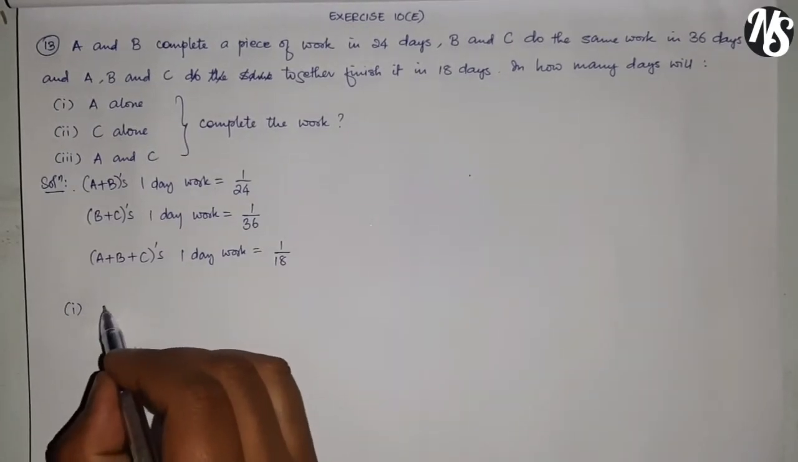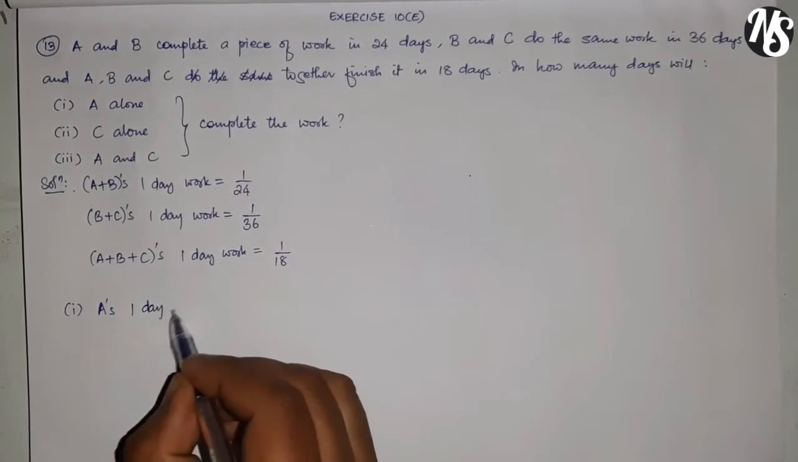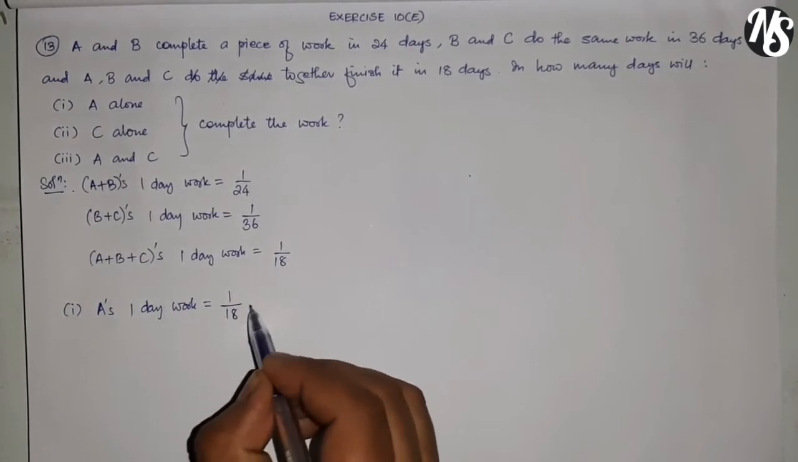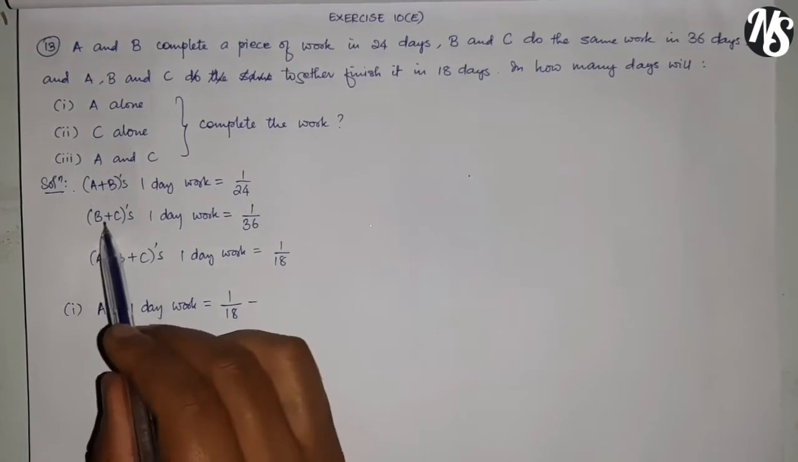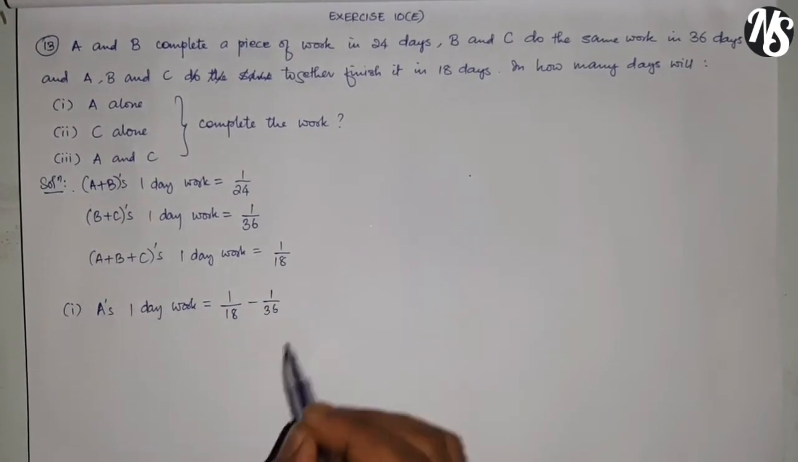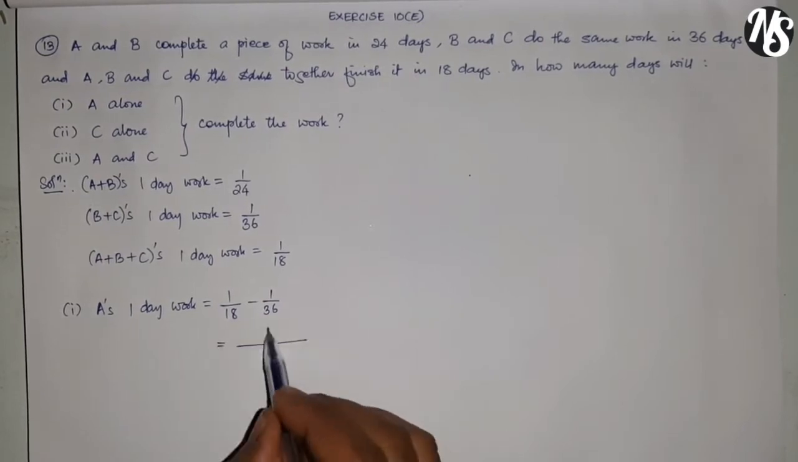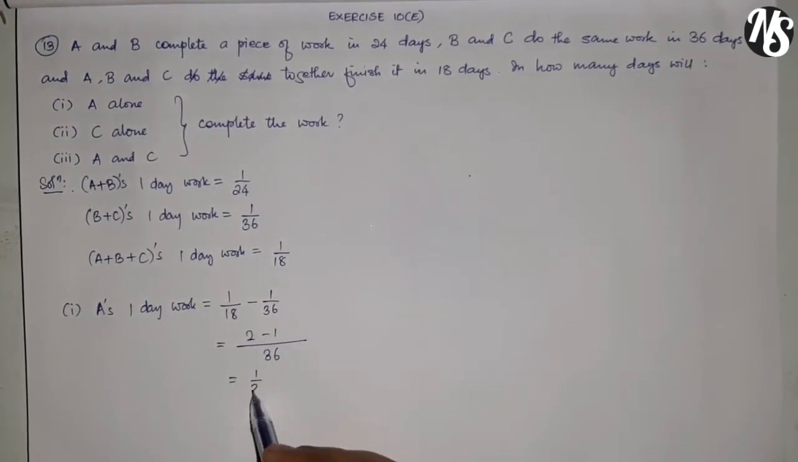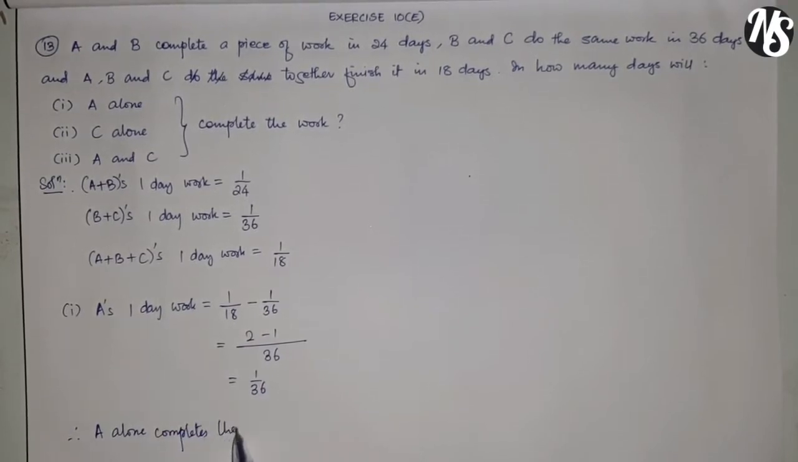So therefore A's 1 day work is going to be nothing but the contribution of everyone, which is 1 by 18, and from this 1 by 18 we'll remove the contribution of B and C, which is 1 by 36. Okay, so let's find the LCM. LCM is 36. So divide 36 by 18, you get 2. 2 into 1 is 2, minus 1. So this is 1 by 36. So A's 1 day work is this much, isn't it? So therefore A alone completes the work in how many days? A alone completes the work in the reciprocal of this, which is 36. So A alone can complete the work in 36 days. Okay, so this is my first answer, number one.